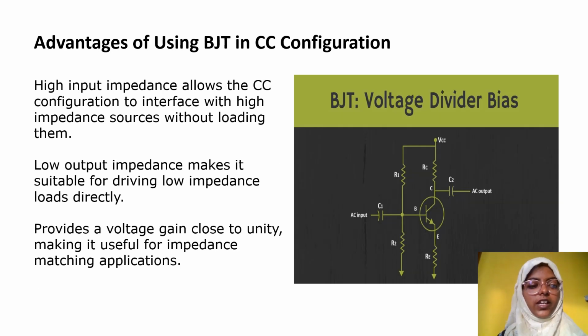Let us discuss the advantages of using BJT in CC configuration. High input impedance allows the CC configuration to interface with high impedance sources without loading them. Low output impedance makes it suitable for driving low impedance loads directly, and it provides a voltage gain close to unity, making it useful for impedance matching applications.